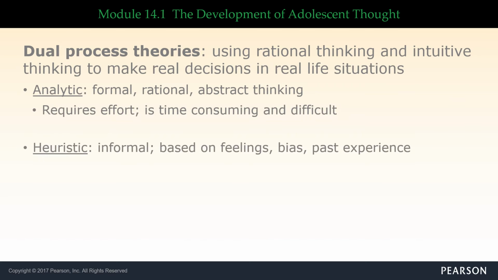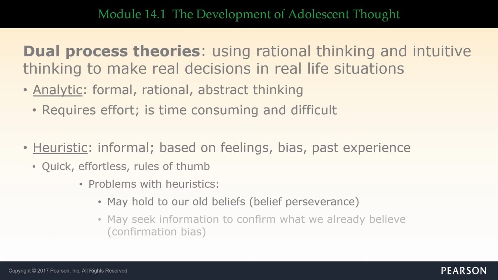So there's also another perspective about cognitive development in adolescence, and this is the dual process theory that states that using rational thinking and intuitive thinking is used to make real decisions in real life. And so there are two different perspectives, and that's where that dual process comes in. There's the analytic perspective, and this is more formal, rational, using abstract thinking. This requires effort, and it's time-consuming and difficult.